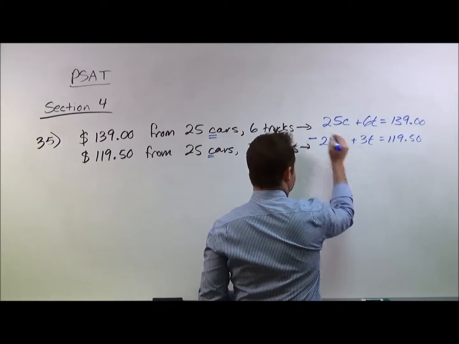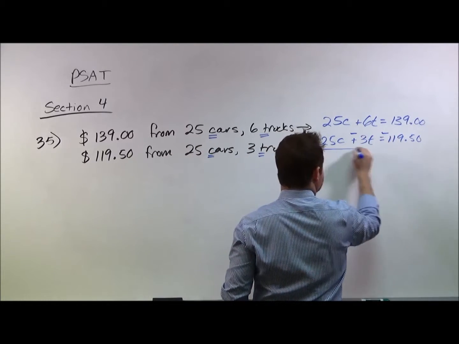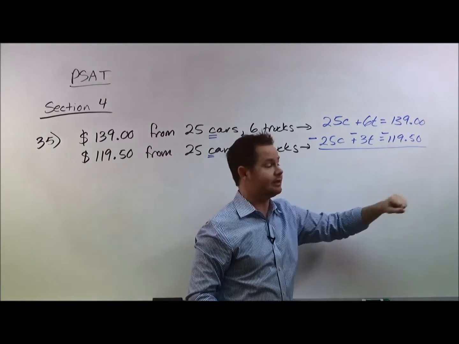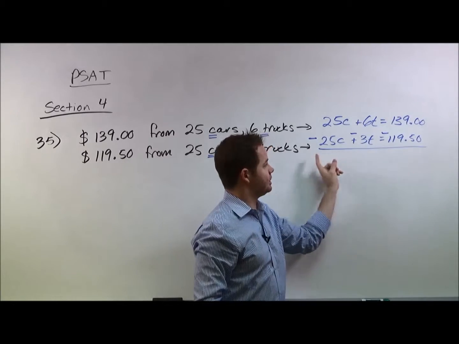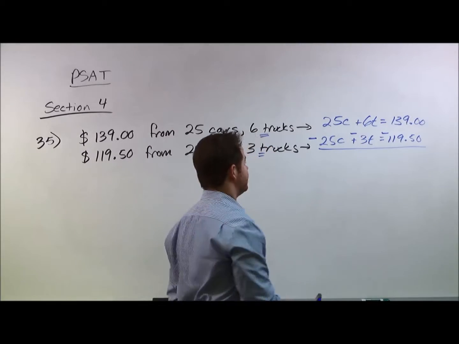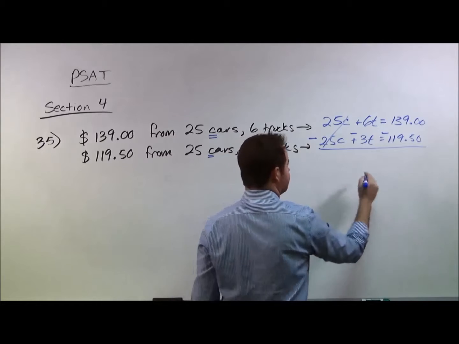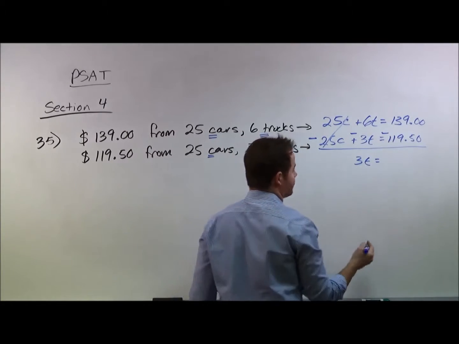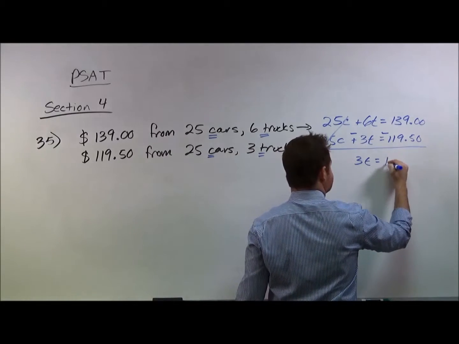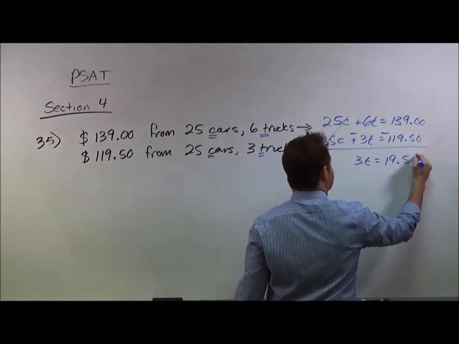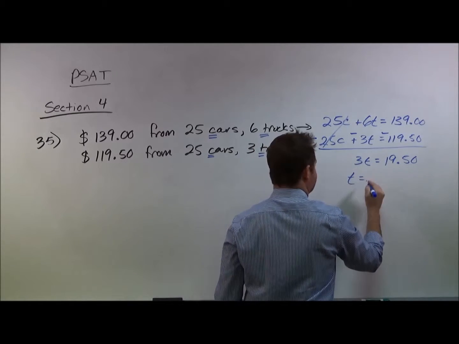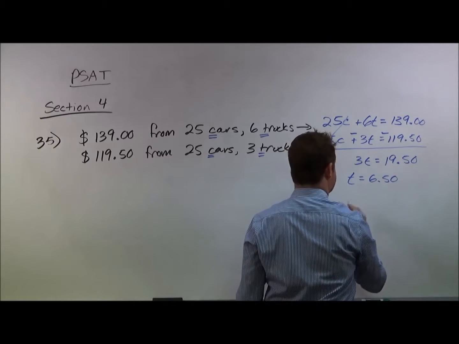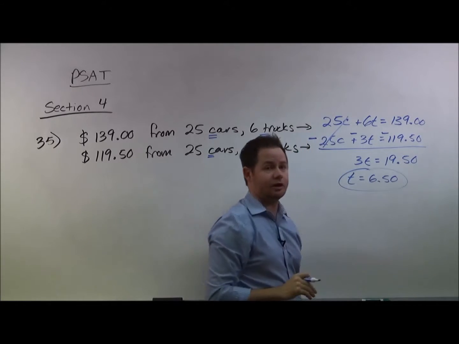So we subtract, which means you're going to subtract everything. Don't put a minus in front of the 25C and forget to do that for the other values. When you subtract the entire equation, everything is having its sign changed. So 25C's cancel out. 6T minus 3T gives us 3T. 139 minus 119.50 gives us 19.50. And when we divide by 3, we get T equals 6.50. So that's the cost for each truck.